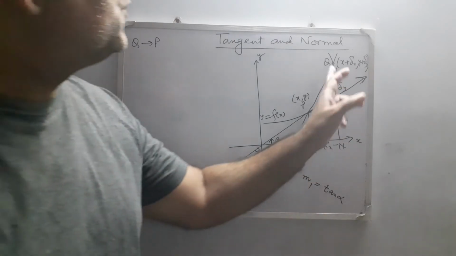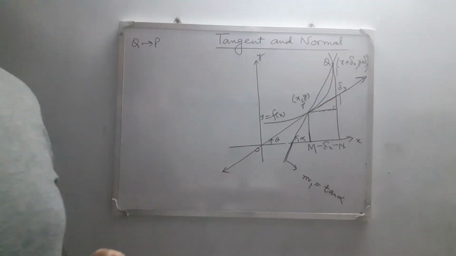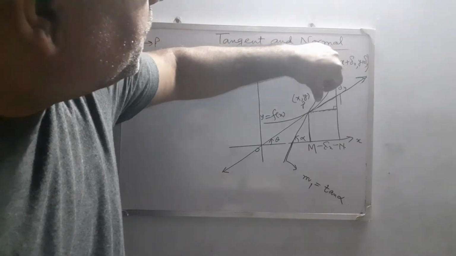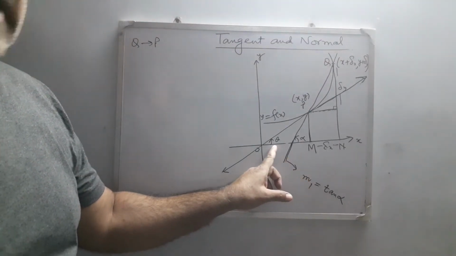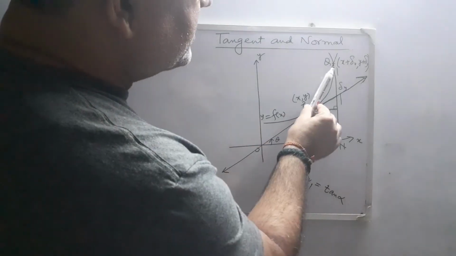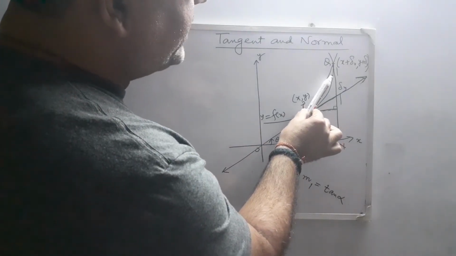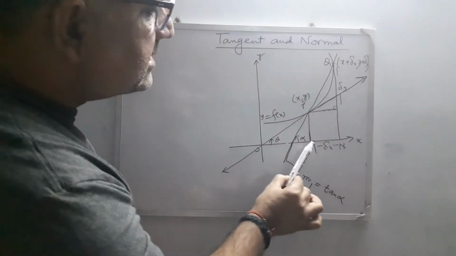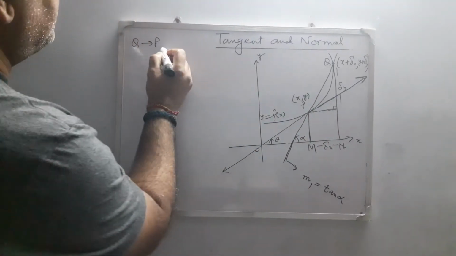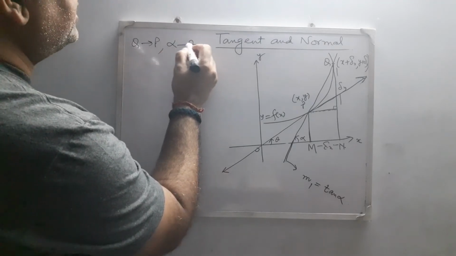Now as Q tends to P on the curve, this alpha will tend to theta because the shape of this curve is like this. Now as Q tends to P, its shape becomes like this. Then in that case this alpha tends to theta. Alpha will tend to theta.